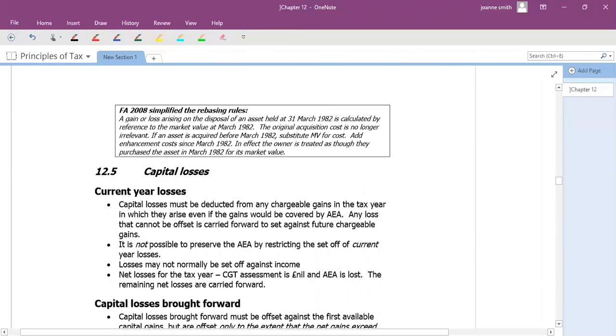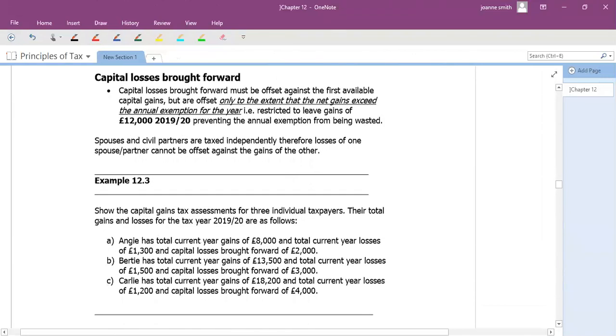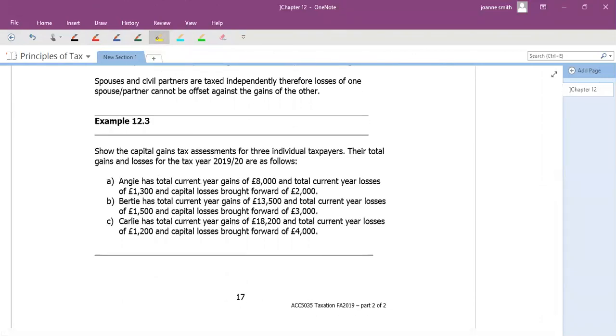So you can read through these notes for yourself. I haven't really got anything I can add to it, but what I do want to do is go through this example 12.3. So here we've got 3 different scenarios. We've got Angie, Bertie and Carly, and for each one we've got to work out what the capital gains tax assessment is going to be. So we've got to look at the 3 scenarios and decide what we want to do.